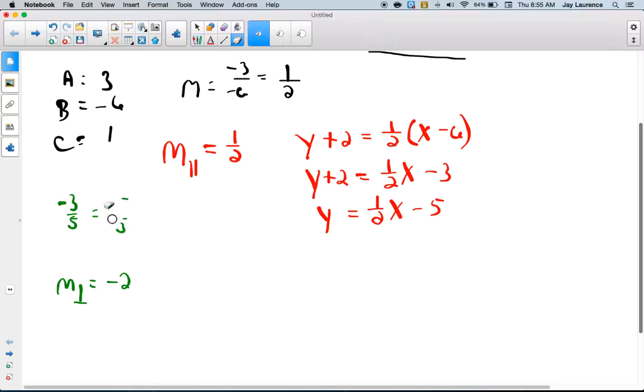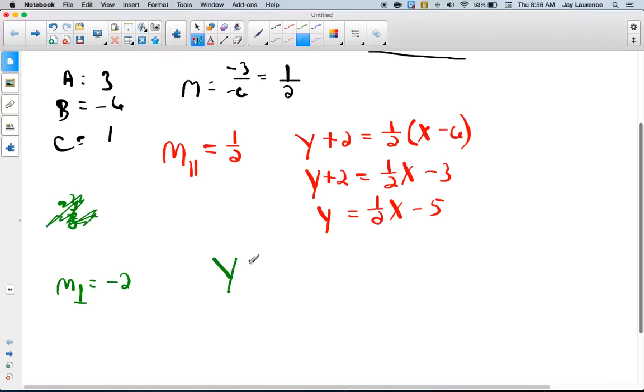So if your fraction is negative to begin with, your negative reciprocal will be positive. If your fraction is positive to begin with, then your negative reciprocal will be negative. All right? So now I have the perpendicular slope, which is negative 1/2, or excuse me, negative 2. I don't need that anymore. That was just an example. And so I'm going to go into point-slope form.